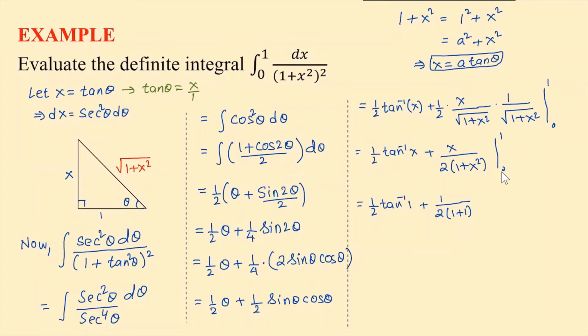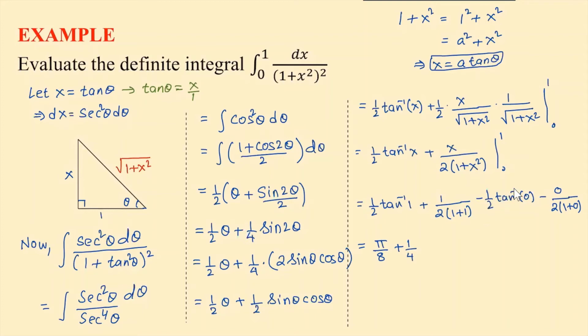Now we plug in 0. So it will be minus half tangent inverse 0, then minus, we are also plugging 0 here, so that will be 0 over 2 times 1 plus 0. Now tangent inverse 1 is pi over 4. Half of pi over 4 is pi over 8. Plus 1 over 2 times 1 plus 1, that is also 1 over 2 times 2, which is 4.